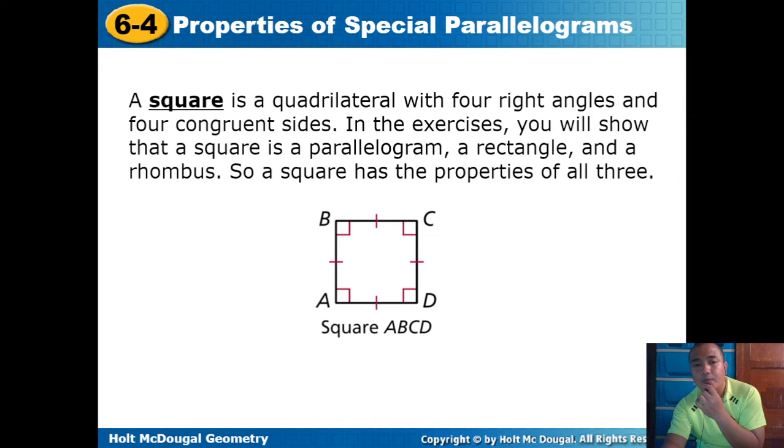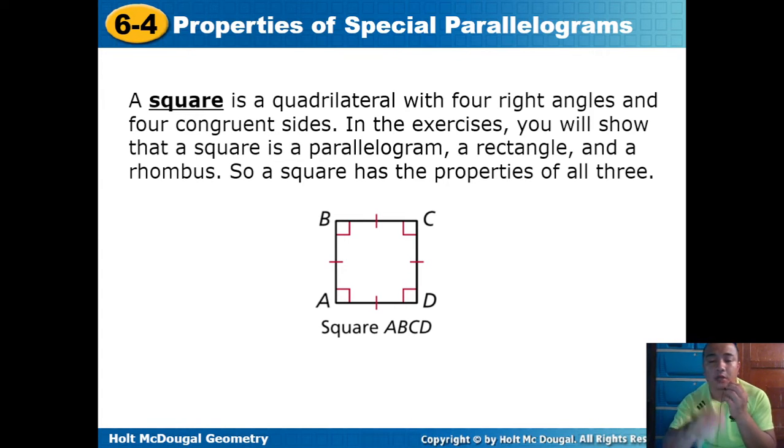Nasolve na. Okay, another kind of special parallelogram is a square. A square is a quadrilateral with 4 right angles and 4 congruent sides. In the exercises, you will show that a square is a parallelogram, a rectangle, and a rhombus. So a square has the properties of all 3. So combining all the properties of parallelogram, rectangle, and rhombus, yun yung lahat ng properties ng square.